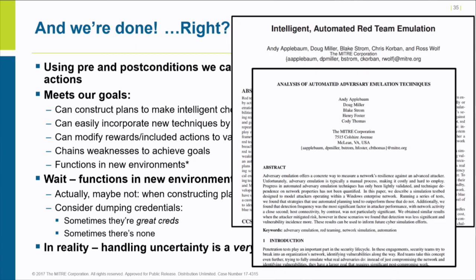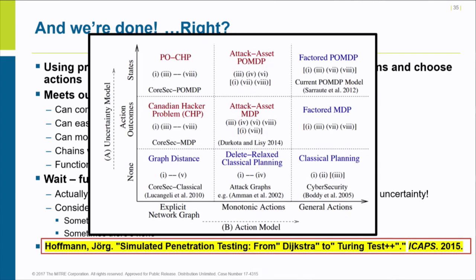We have a couple of papers available on some of the ideas that we've considered, some of the things that we're doing. If you're really interested in this problem, I'd recommend this paper by Jörg Hoffmann, which decomposes this entire problem of using planning for red teaming based on the action model, which is whether or not actions can remove information from your knowledge base, as well as your uncertainty model, which is whether or not you can fully observe the network.